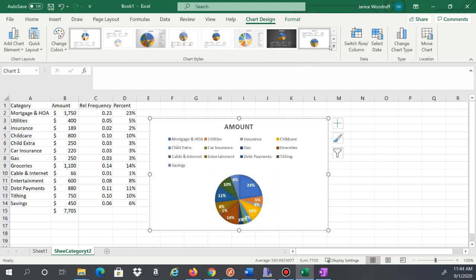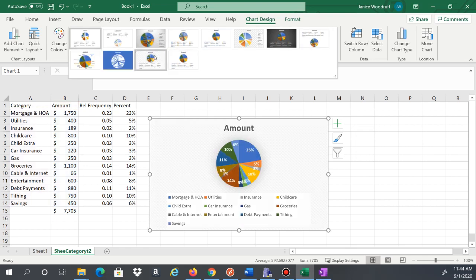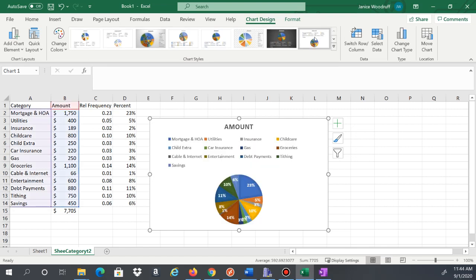Let's see. Just look at my chart styles here. That one's good. Probably this one. And then I can kind of look at my payments. And then you can see where your money's going. Okay, 23% of my money is going towards my mortgage. Okay, that is typically good. Most budget gurus say 25 to 30%.